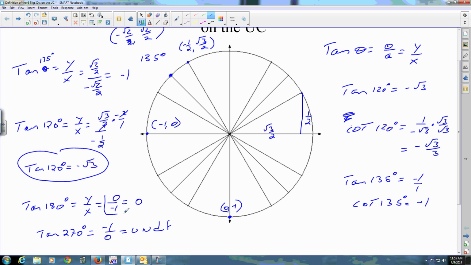Okay, now look at this. The tangent of 180 is worth 0. Take the reciprocal of 0. It's undefined because you're going to have a 0 on the bottom. What's the reciprocal of undefined? 0. Okay, keep an eye open for that.